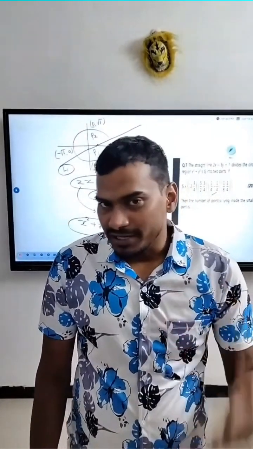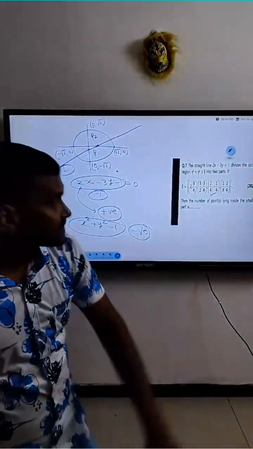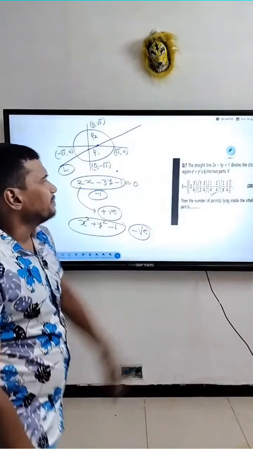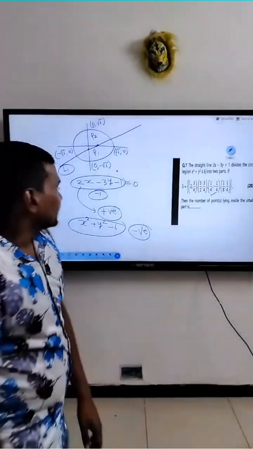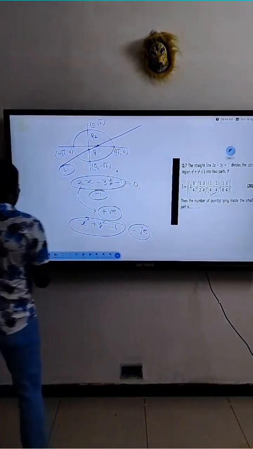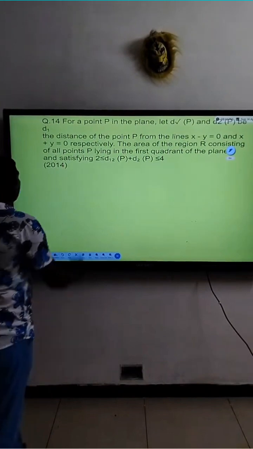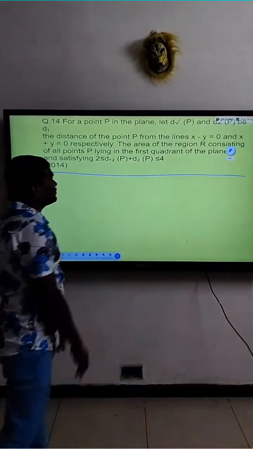Okay, so everyone understood? Good. So good question. Somewhat they combined it with the circle, but not that much. Only the basic part of the circle first. Okay, let us go to the next question. Next question is this. Yes, from your JEE 2014.